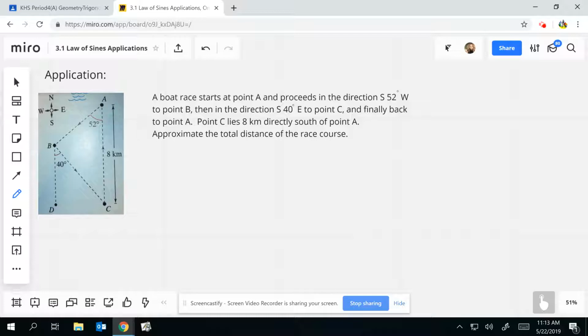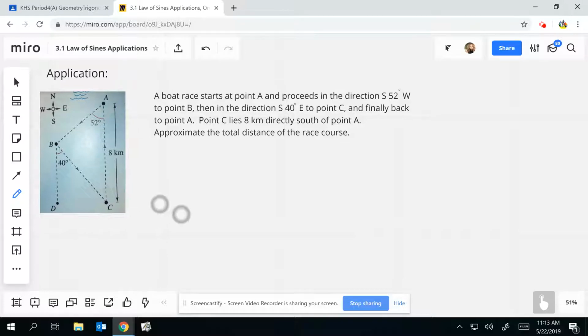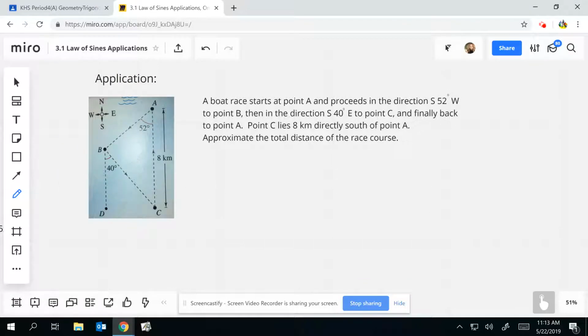Can you take your trig functions, law of sines, SOHCAHTOA, and law of cosines, and put it to work on a problem? In this problem, we have a boat race. The boats all start at A. They go from A to B. They're telling you that they're going at a 52-degree angle from south. From south, you're going 52 degrees towards the west.